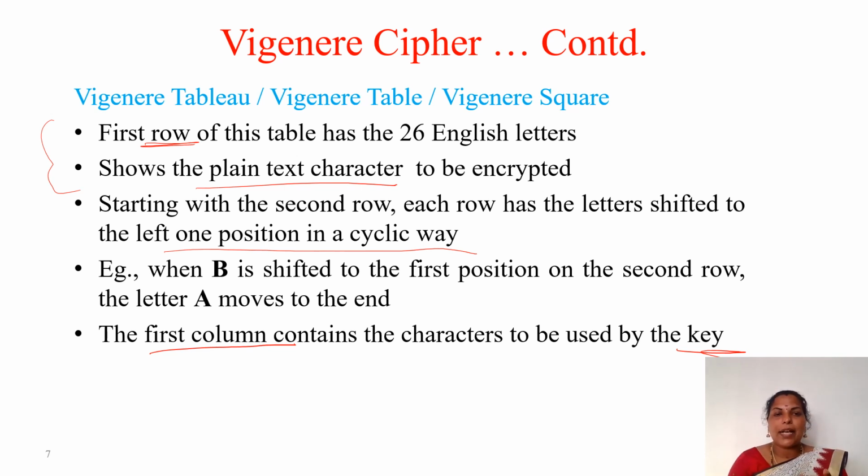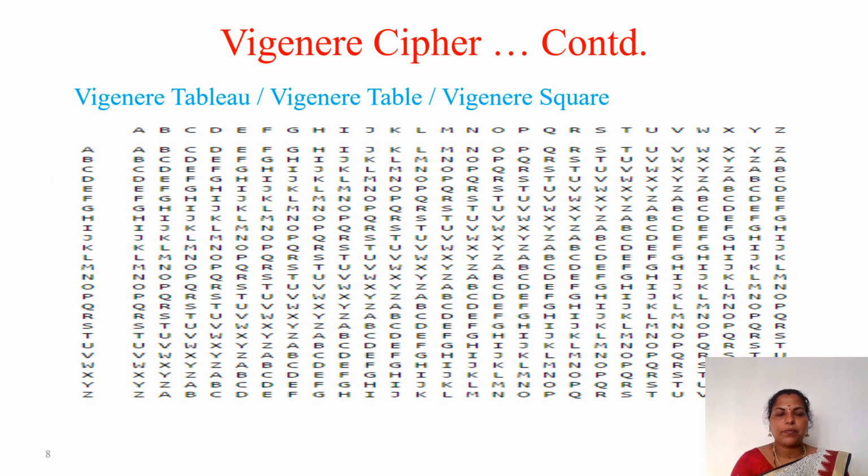For the same example, you can work it out using the formula as well as the table, so that we can check whether we are getting the same answers or not. With both methods we get the same answers, but in the table you have to look at the plain text in the row and the key in the column. So this is the Vigenere table.